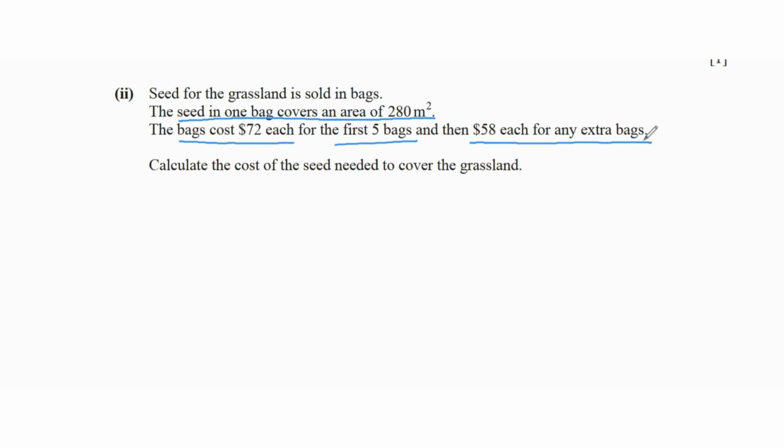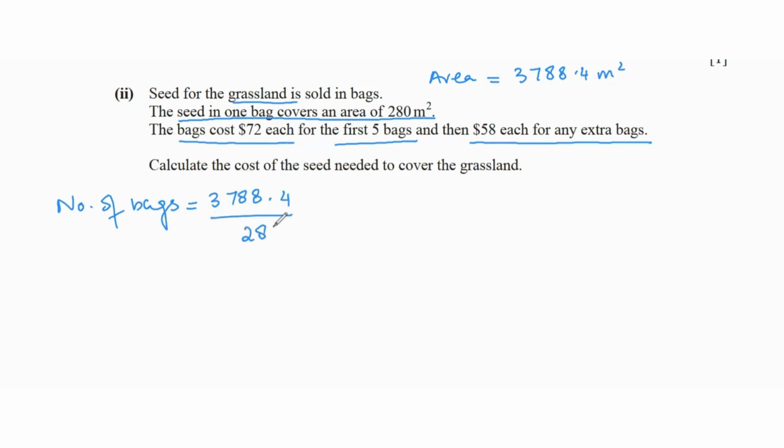So what we're going to do first is find the number of bags used. Now we're talking about grassland. The area of grassland is found in the previous question, which was 3,788.4 meters square. To find how many bags are used, I'm going to divide the total area of the grassland by the area covered by one bag of seed. So 3,788.4 divided by 280 equals 13.53 bags.